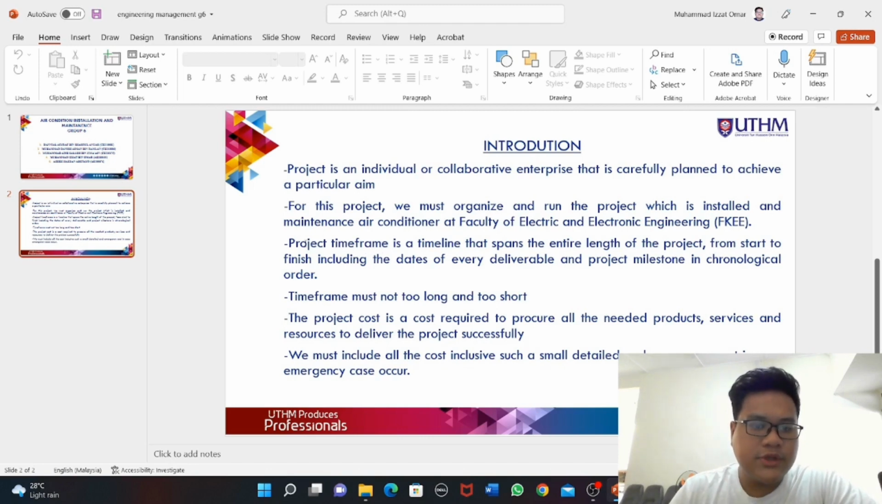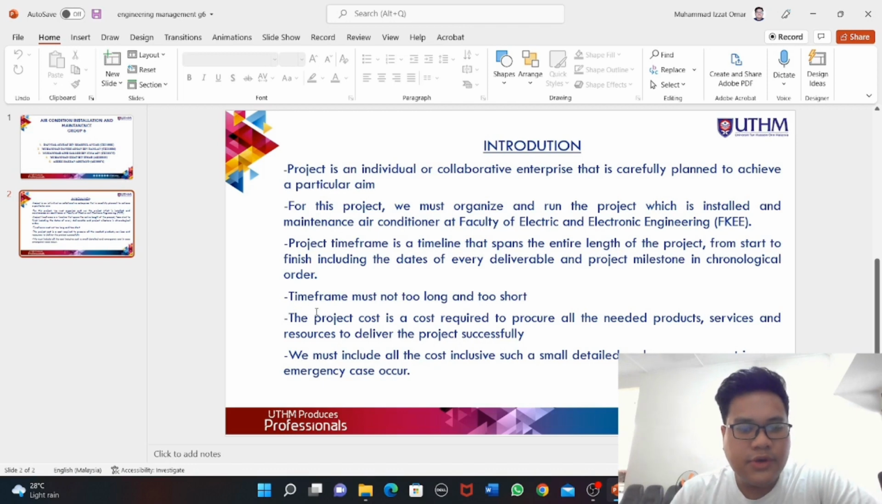Next is the project time frame. Basically, what is the project time frame? So, project time frame is a timeline that spans the entire length of the project from start to finish, including the dates of every deliverable and project milestone in chronological order. And we must keep in mind that the time frame must not be too long or too short.